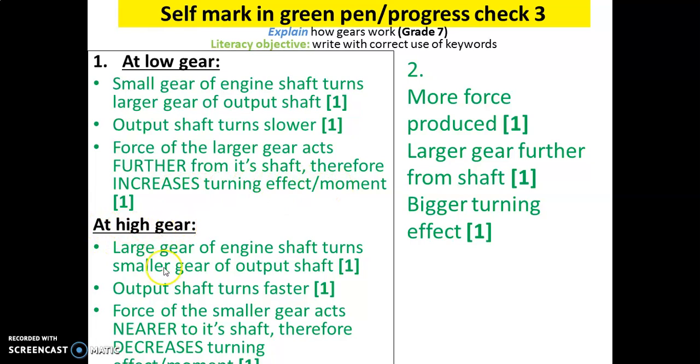At high gear, it's literally vice versa. Guys, it's literally vice versa. Large gear of engine shaft turns smaller gear of output shaft. Output shaft turns faster. Force of the smaller gear acts nearer to its shaft, therefore decreases turning effect. That bit at the bottom is cut off there, guys. Apologies. It says turning effect for Mark 3.